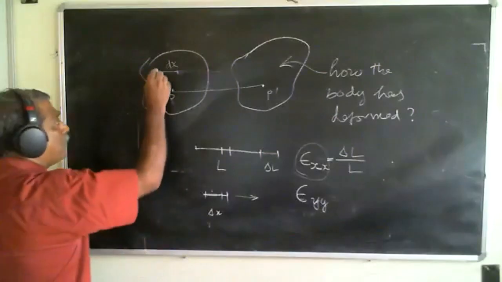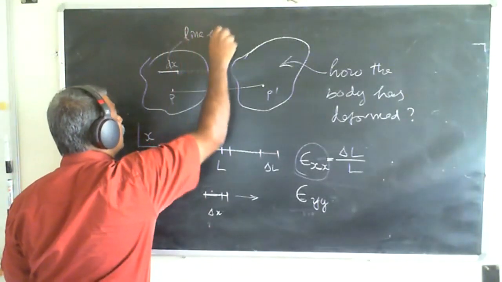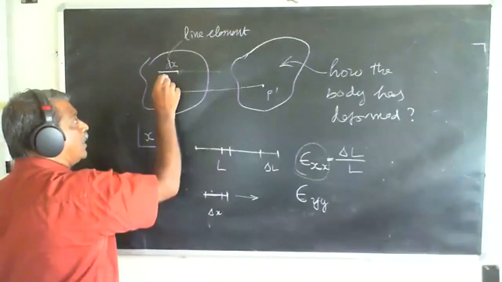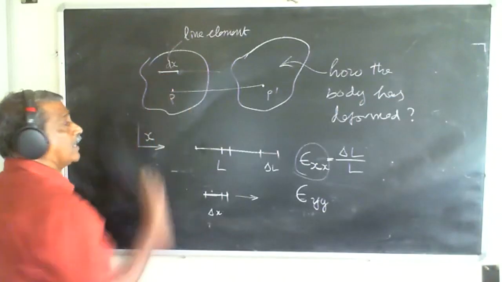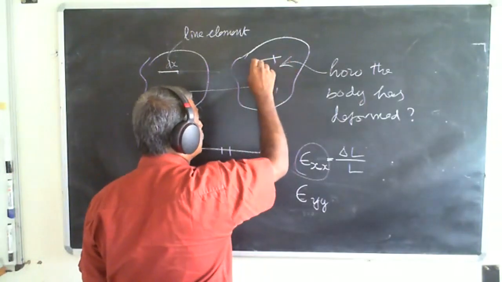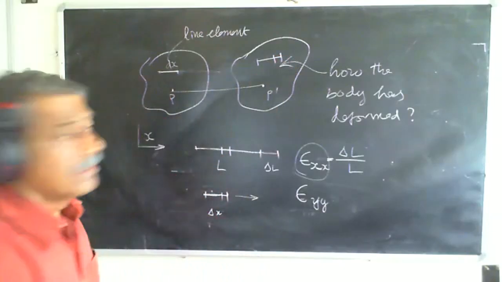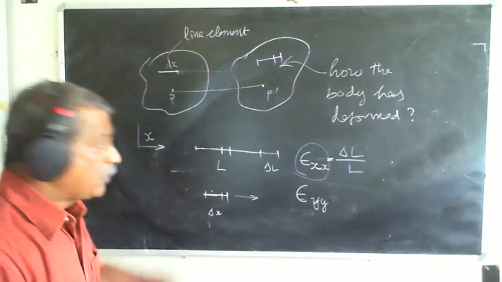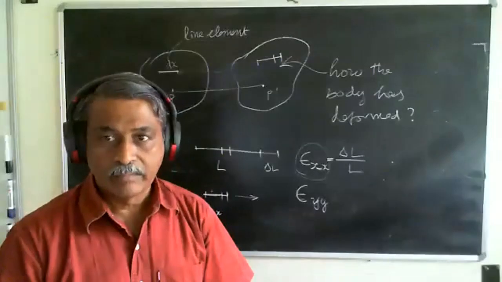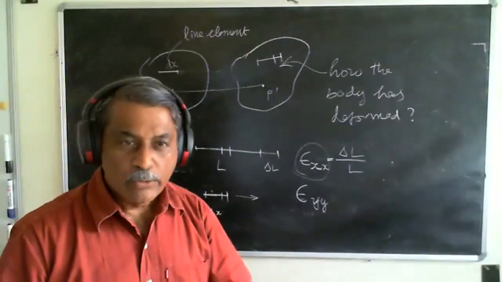Exactly. See, I picked up a line element. I'm going to call this a line element, which is along the x direction, and noticed what was happening to that line element. The line element was going like this. It had an extension. So this was dx, and it had an extension. That's what I did. Supposing I want to find out epsilon YY, what would I do? That's the question I'm asking. Go ahead, Chaitanya. I would pick up.